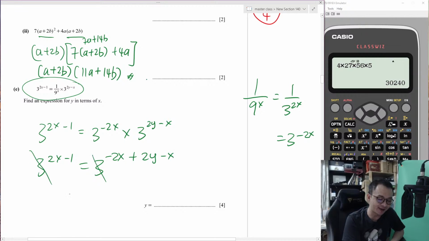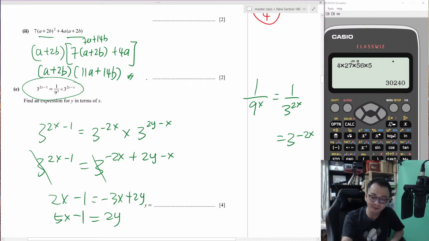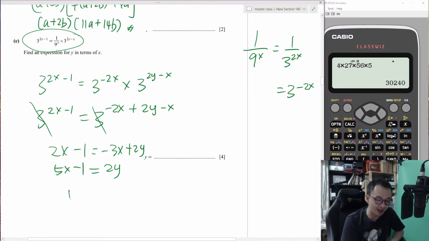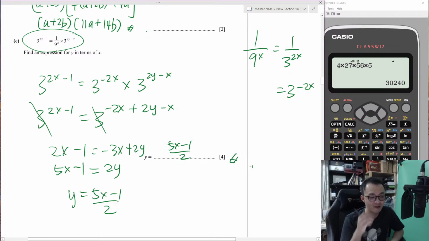Then I can cancel the 3 here to compare their powers only. Minus 2x minus x is minus 3x, plus 2y. So 2y equals 5x minus 1. Then my y is (5x minus 1) over 2. Done. Alright, this one you need a little bit of indices knowledge. Then you won't find this one too difficult.